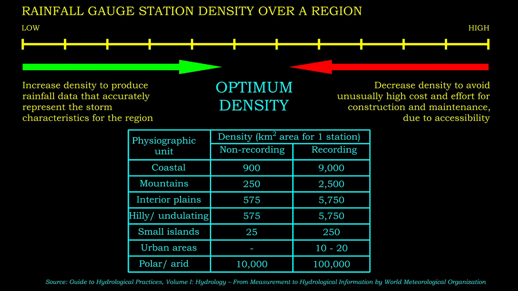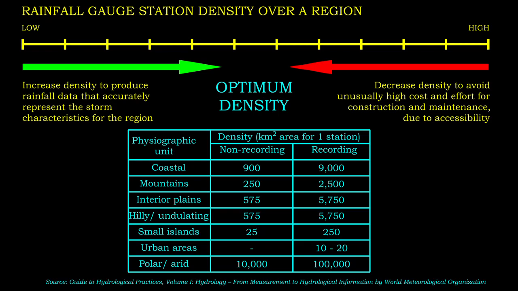The catchment area of a rainfall gauge is too small for us to use its data for engineering purposes. Therefore, we need a network of rainfall gauges that consists of sufficient stations to produce data that can represent the storm characteristic over the target region.